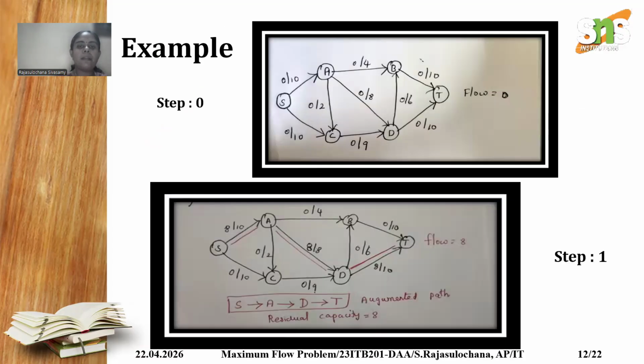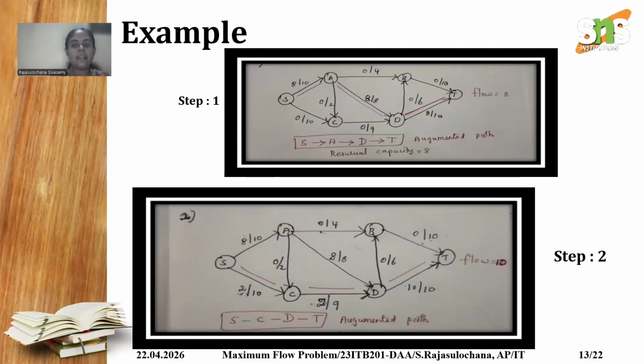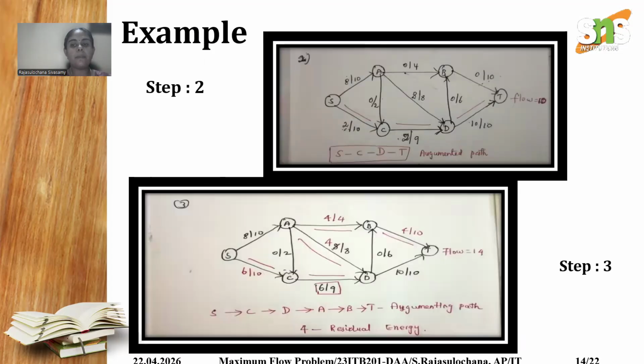So now look at this example. Step 0 represents the initial flow network where each edge is associated with the capacity and the initial flow is 0 for all the edges. In the first step we choose the augmenting path as SADT where the maximum flow permitted is 8. In the next step we choose the path SCDT where the maximum flow permitted is 10. So the total flow by adding the augmenting paths will be 18. In the next step, we choose the path SCDABT where the max flow is 4. So adding to the previous flow, we get 14.